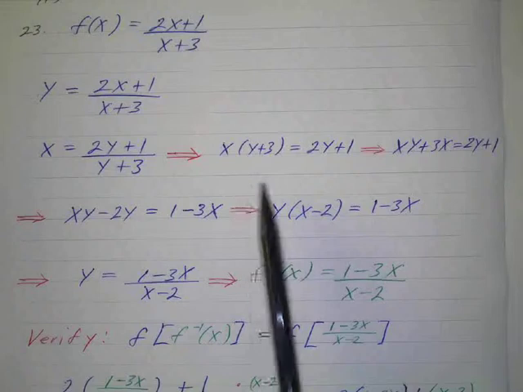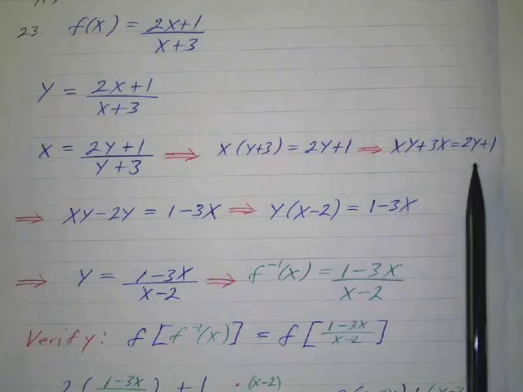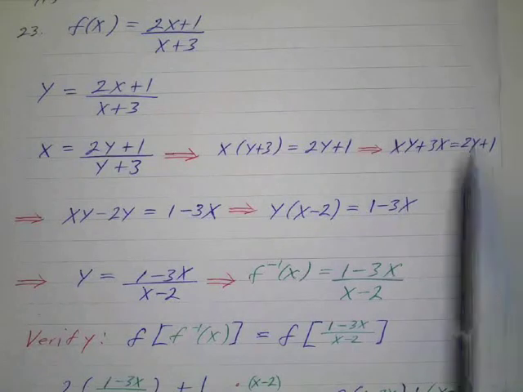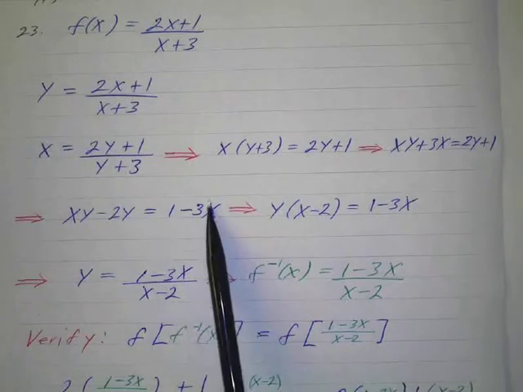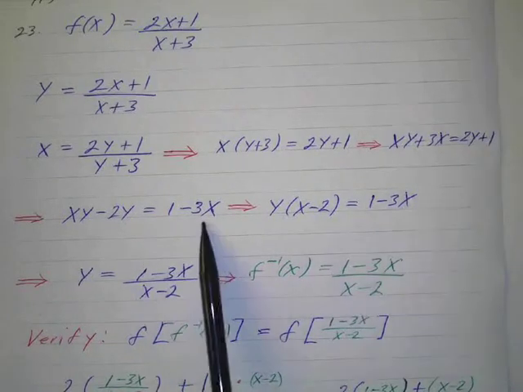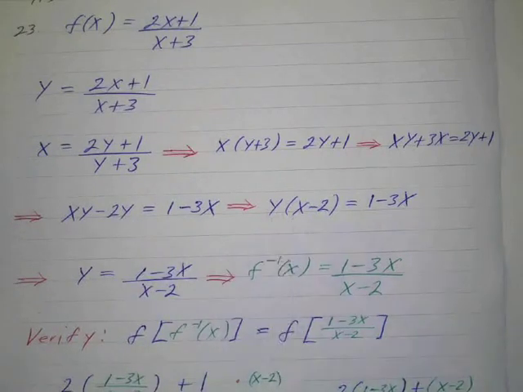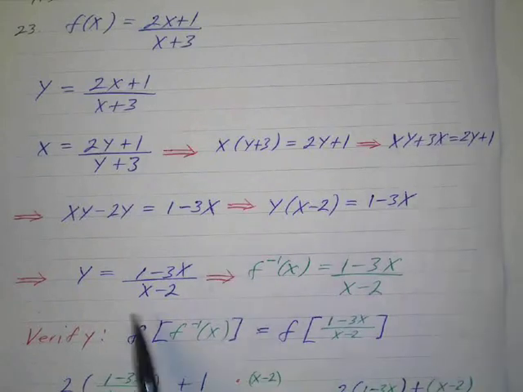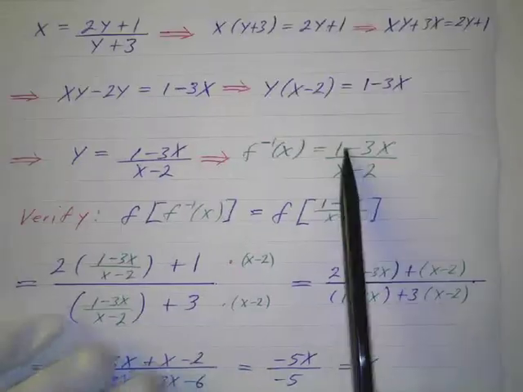We'll multiply. X times y is xy, x times 3 is 3x, then I've got 2y plus 1. Then I'll subtract 2y from both sides, so I've got xy minus 2y, and I'll subtract 3x from both sides, so I've got 1 minus 3x, right? This is what you end up with. Now we're trying to solve for y, so we've got y in both these terms, so we'll factor that out. And the right side stays the same. Then we'll divide both sides by x minus 2, and there's our inverse function. F inverse of x equals 1 minus 3x all over x minus 2.